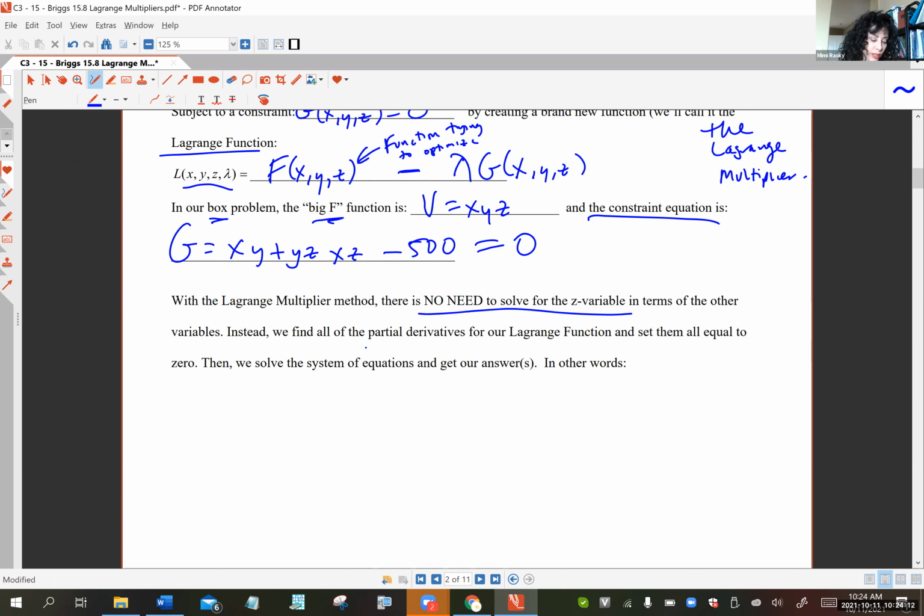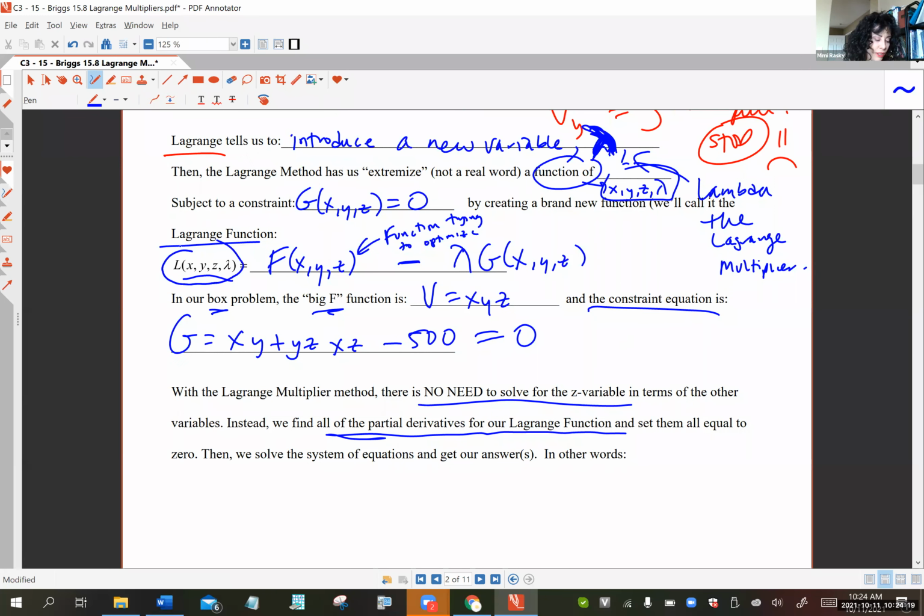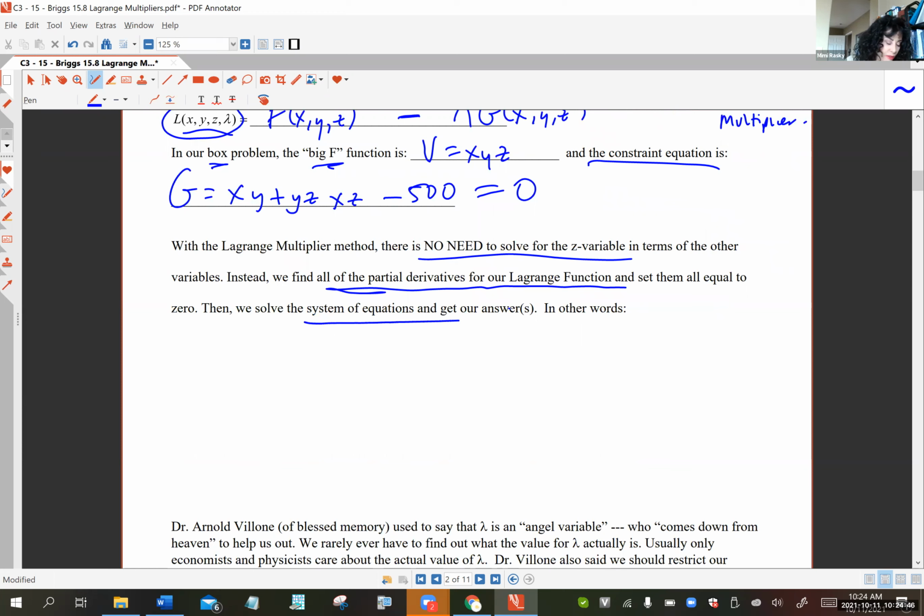What we're going to do now is find all of the partials for our Lagrange function. And since our Lagrange function, this big function L, is a function of 4 variables, we have to find 4 partial derivatives. That's going to be the little bit tricky part, because you're going to set all 4 partials equal to 0 and solve a system of 4 equations and 4 unknowns. But it turns out we usually don't need to solve for lambda, so it's really 3 unknowns. Okay, so we're going to solve a system of equations like this.